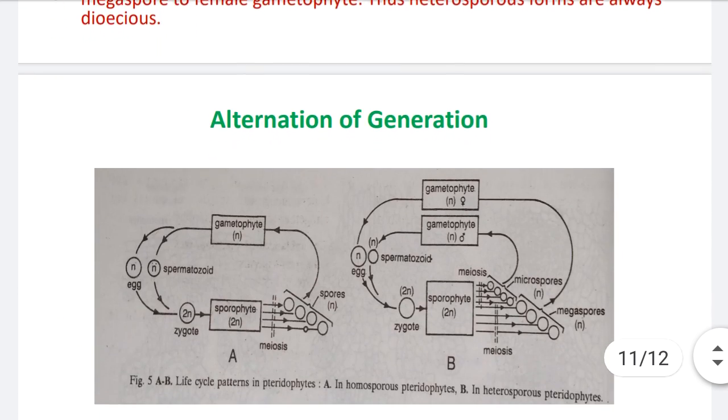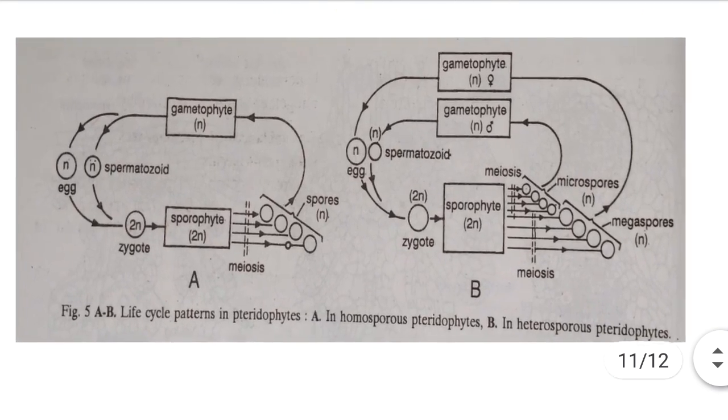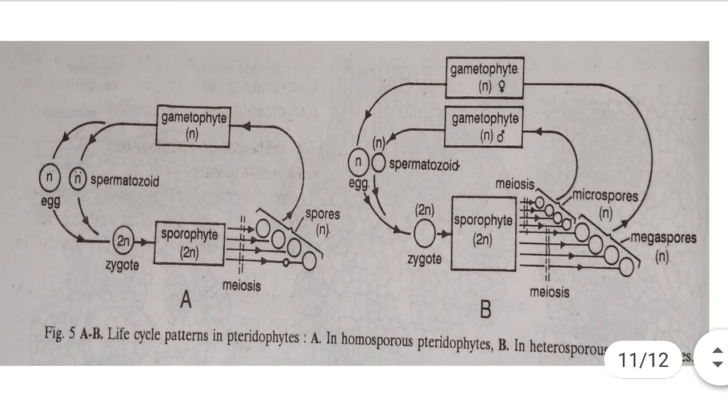Okay. Now the alternation of generation in the pteridophytes. The alternation of generation starts with the sporophytic plant body. See the A diagram. In the A diagram, or A life cycle pattern, which is the life cycle pattern of homosporous pteridophytes. Homosporous pteridophytes means the pteridophytic plant body produces a single type of spore structure throughout its life cycle.